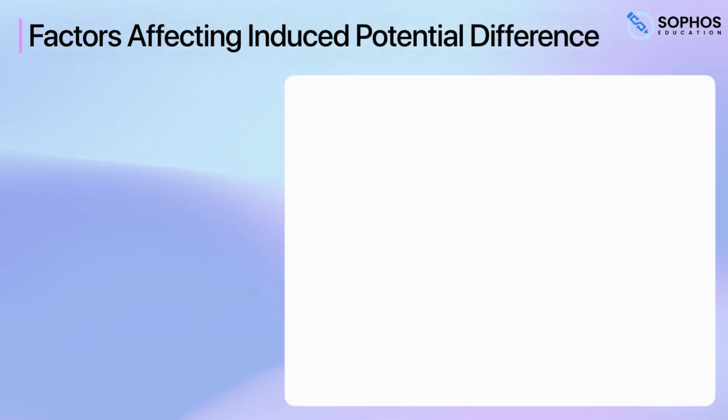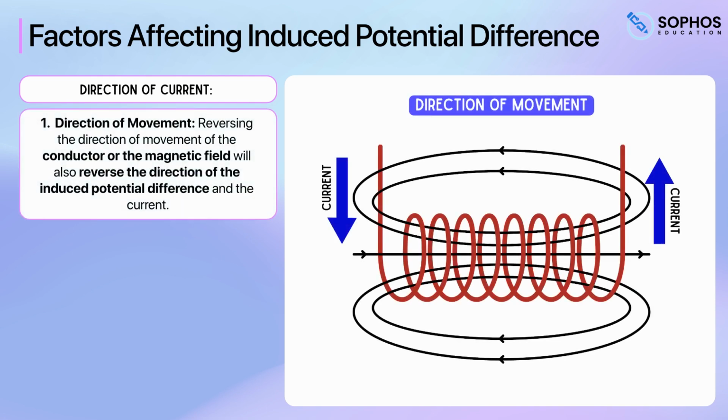Now moving on to factors affecting the direction of the induced potential difference and current. There are two key factors to remember. First is the direction of movement. Reversing the direction of movement of the conductor or the magnetic field will also reverse the direction of the induced potential difference and the current. This is because the motion is now cutting through the magnetic field lines in the opposite direction.